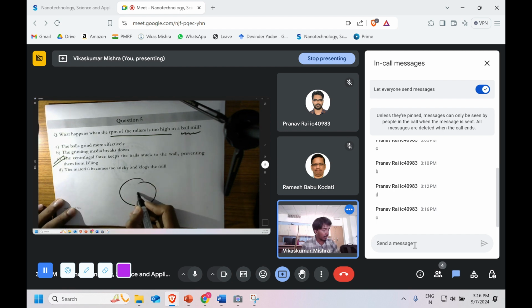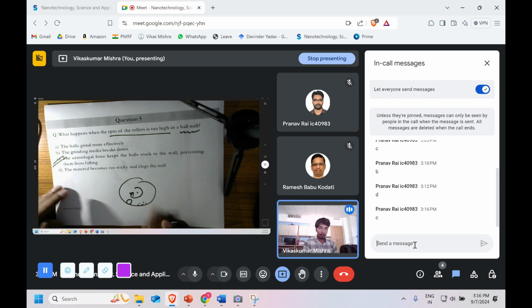So we can see that if I'm having the ball and let us say powder also, and I increase this particular speed to a very large extent, what will happen? Like we have seen the Deadpool, right? That one.